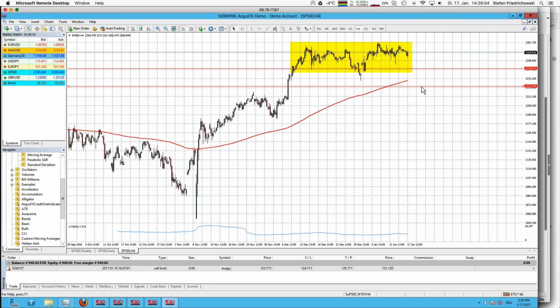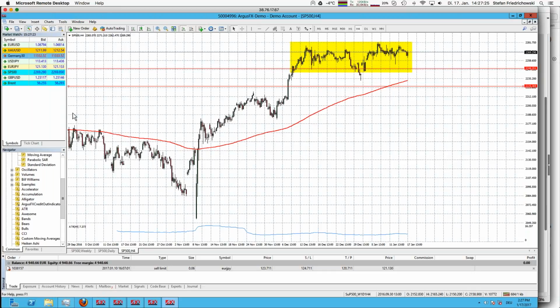Good. So we use an ATR multiplier of 3 for our stop loss setting, and we want to have a buy limit order exactly at the red line. Good. Now we simply take those numbers. I quickly write them down. 2248.2 is my entry level, and 2225.4 is my stop loss.